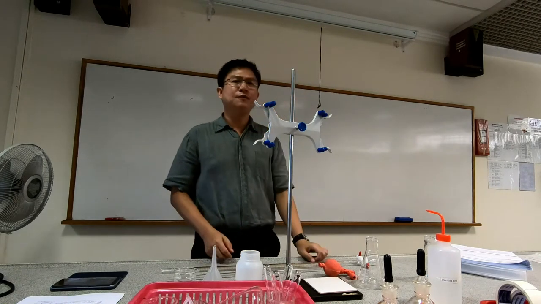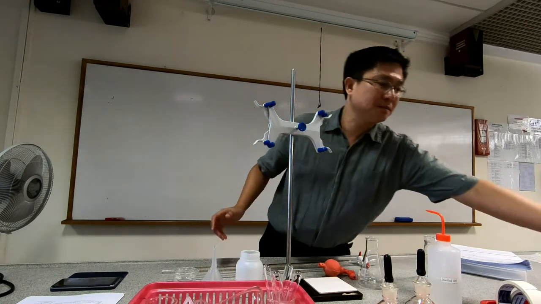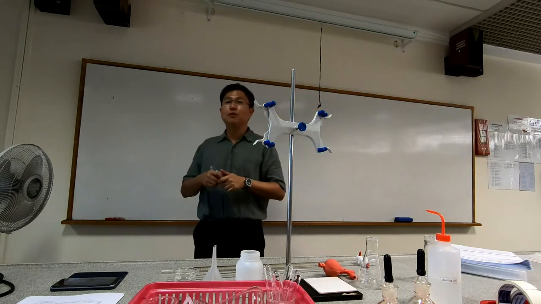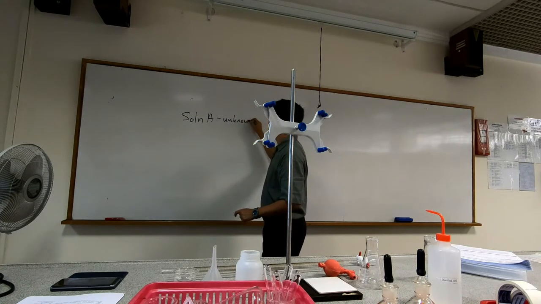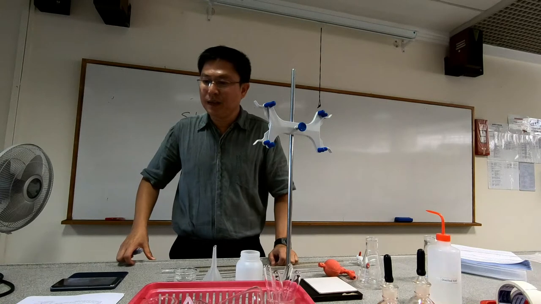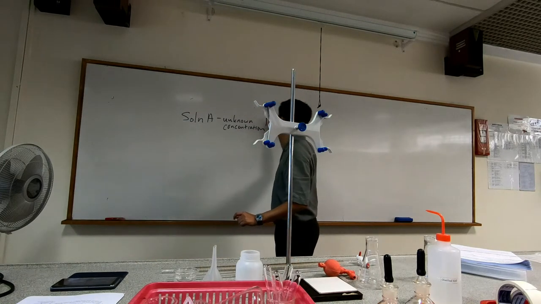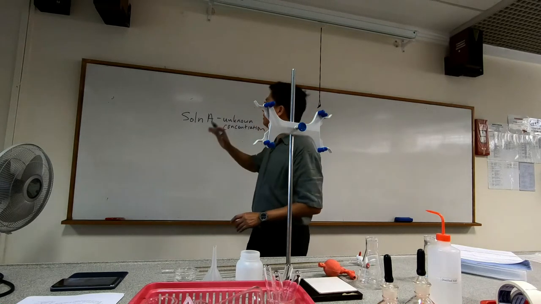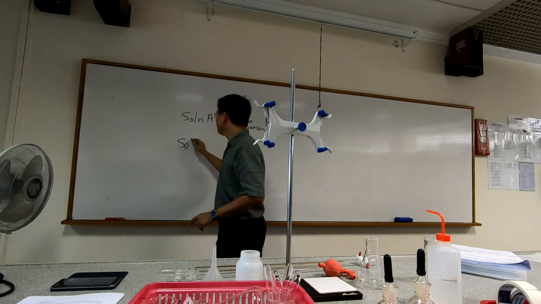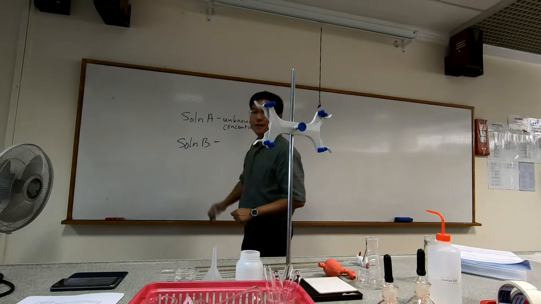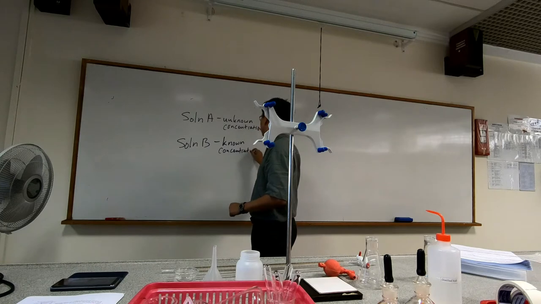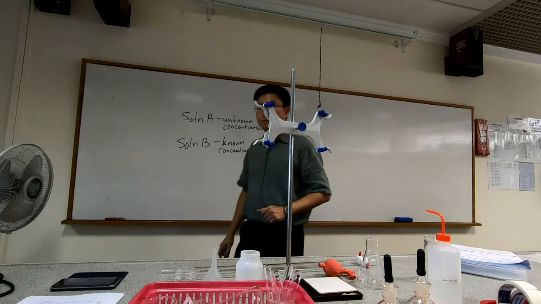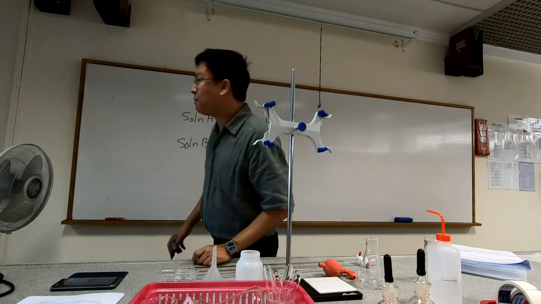Before I go into what we are supposed to do, let's first look at what is the purpose of doing a titration. A titration is carried out when we need to know the concentration of an unknown solution, say solution A. In this case, solution A is your FA2, which is unknown. And how are we going to do this? We're going to do this by titrating solution A with another solution, B, whose concentration you know. In this case, it is FA1, which has a concentration of 0.1 moles per dm³.